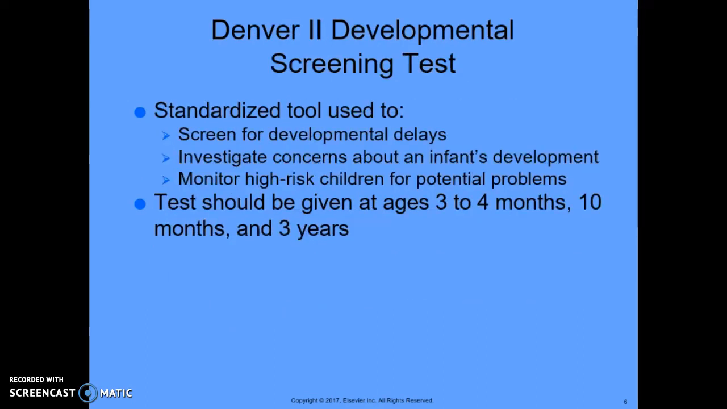Let's look at the Denver 2 developmental screening test. Each child develops individually and attains developmental plateaus differently. So we have a standardized tool to screen for developmental delays, to investigate concerns about an infant's development, and to monitor high-risk children for potential problems. This test should be given at ages 3 to 4 months, 10 months, and 3 years. Only those trained in the procedure and in the interpretation of the results should give this test.